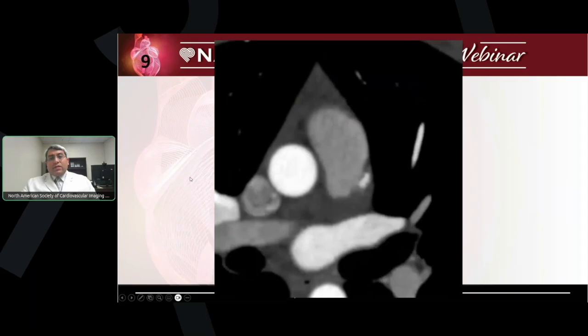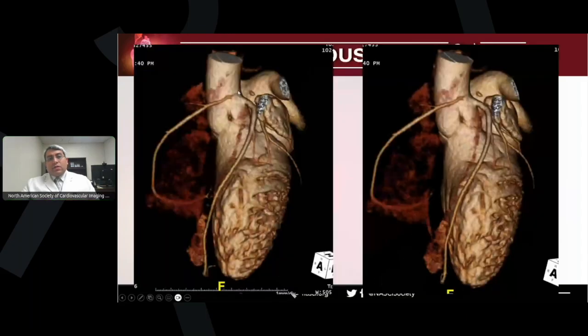These are 3D rendering images, and you can see how the right side is going slit-like here, and then going back to its normal course.